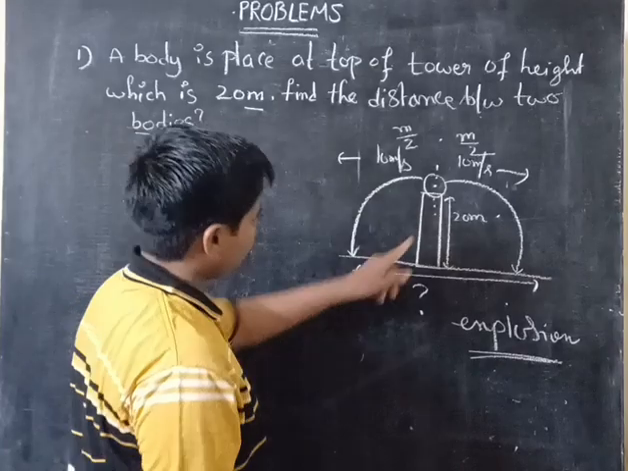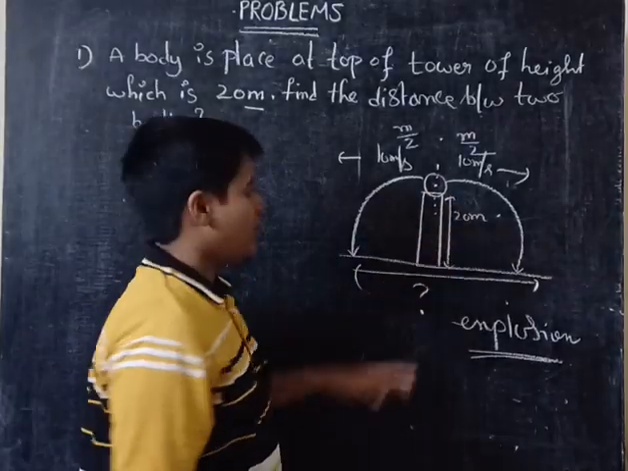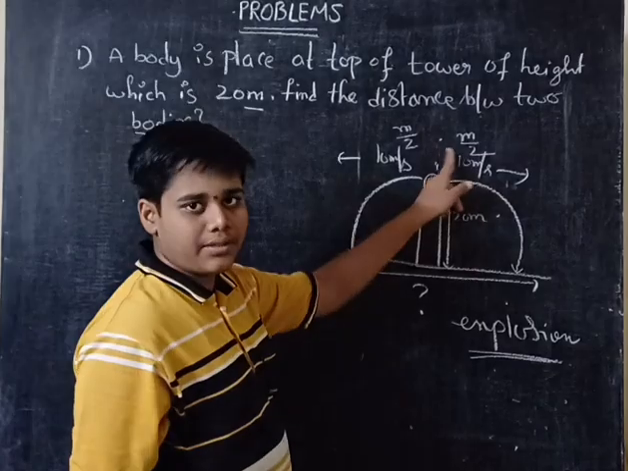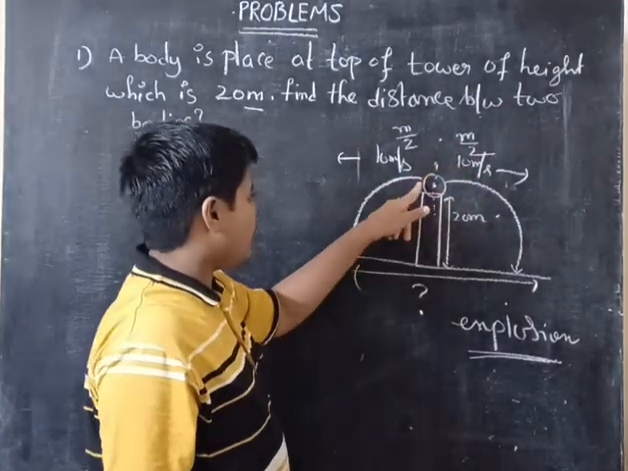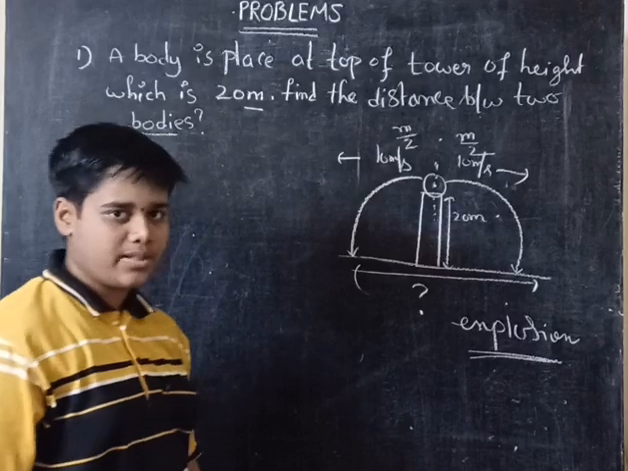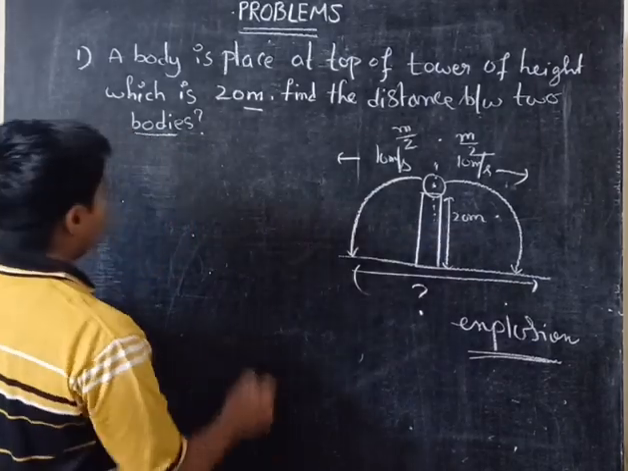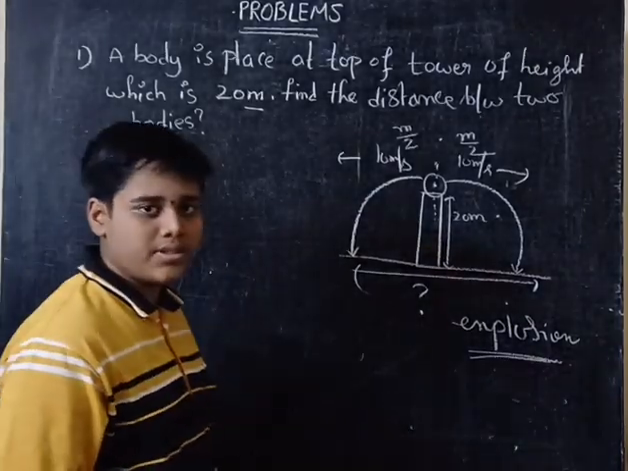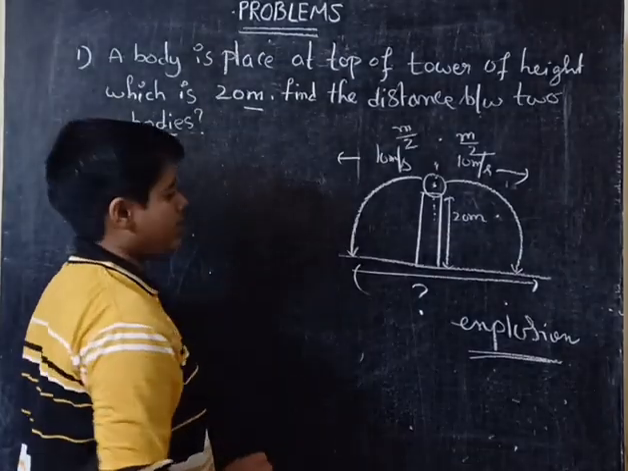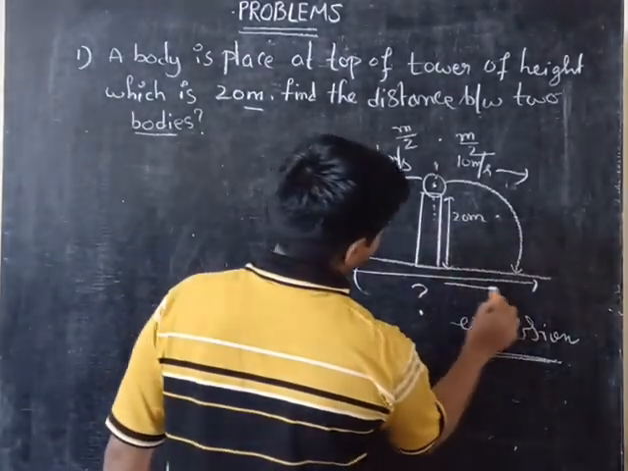See here, this is 20 meters height and the body is cut in half. After the explosion, one half is going with 10 meters per second and the other is also going with 10 meters per second. If you have seen the horizontal projectile video, we have to apply those formulas for finding this range.